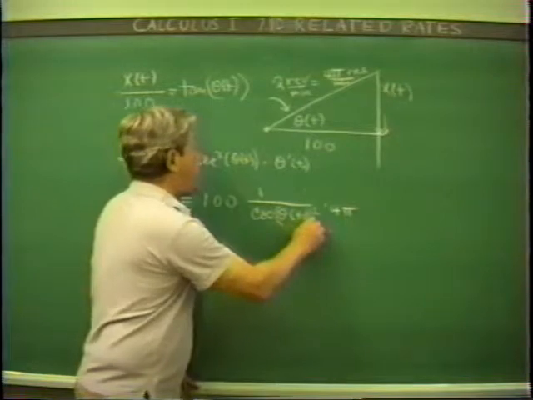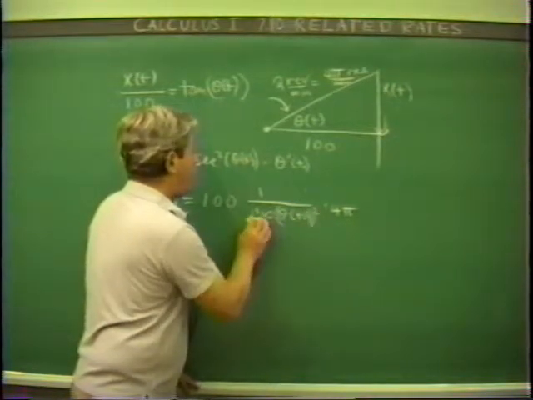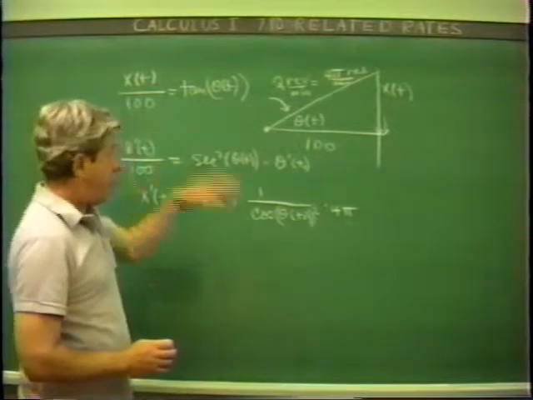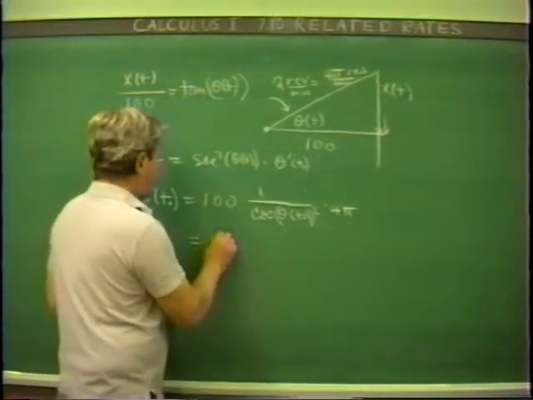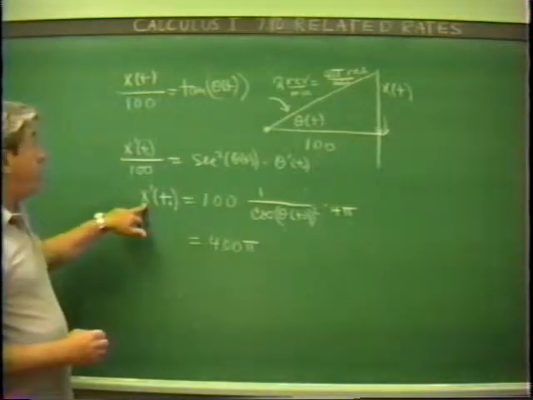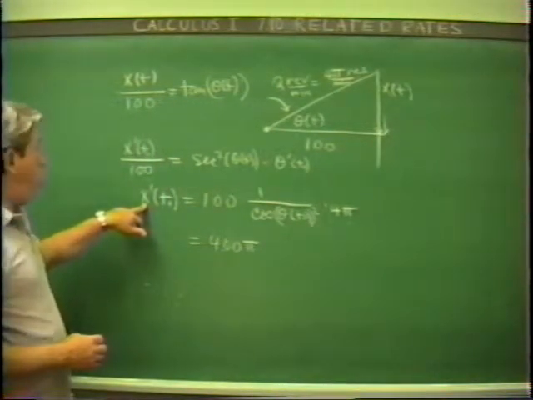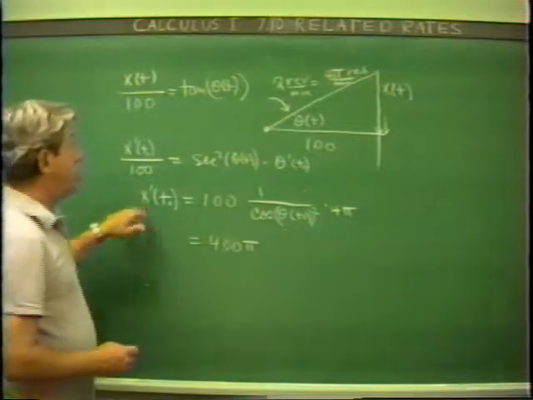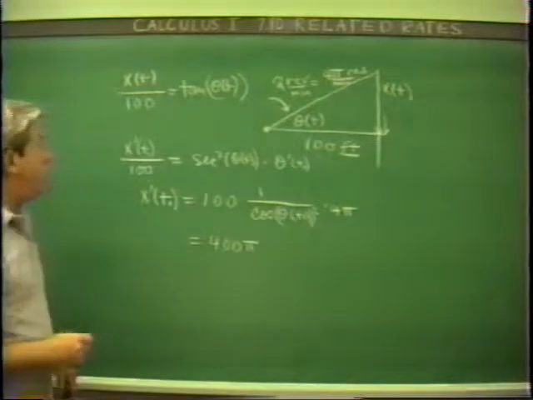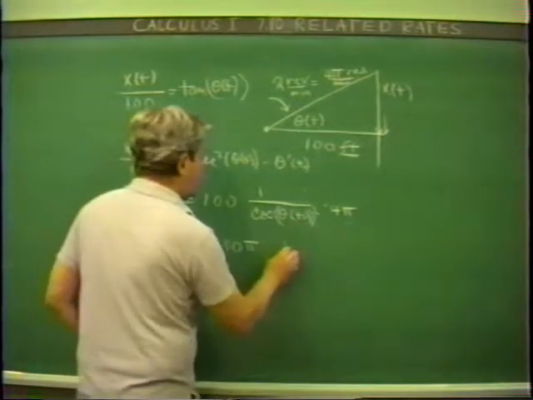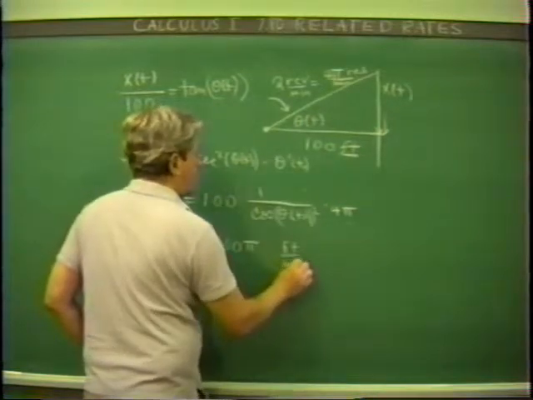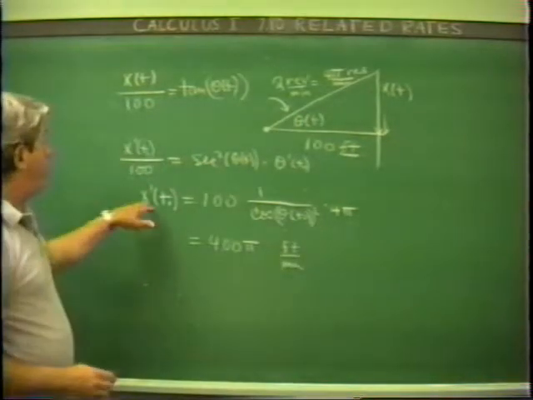And now, the angle that we're interested in here, theta, for this cosine squared, is 0 degrees. So the cosine of 0 is 1, so that this is 400 pi is the rate that x is changing. If this 100 was in feet, which was what was originally intended here, then this is going to be in feet per minute.